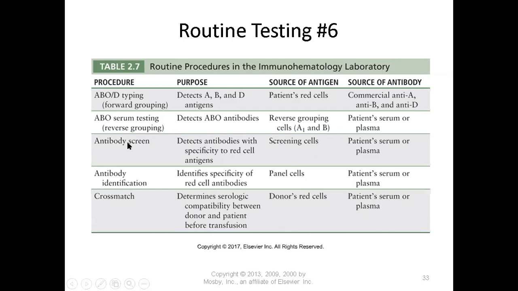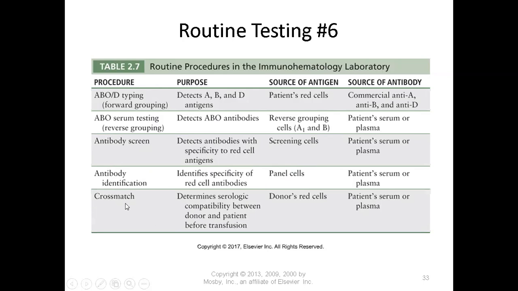If we find out with the screen that a patient has some antibodies, and these are not ABO, these are other antibodies, then we move on to identify them, and we do something called a panel. So we use more reagent cells called panel cells. It's kind of fun if you like doing puzzles to figure out which antibodies the patient has.